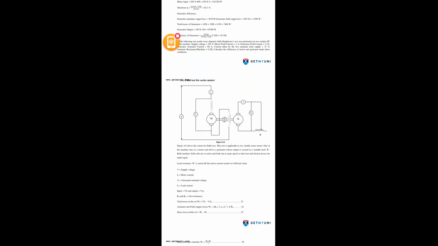Now just draw the diagram here. From the diagram we can easily say that the field winding of the motor, that is the series field winding of the motor, is connected in series with the field winding of the generator. That's why the entire test is based on how the field windings of the motor and generator are connected. So the field winding of the motor is connected in series with the field winding of the generator. That's why this test is called the field test method.